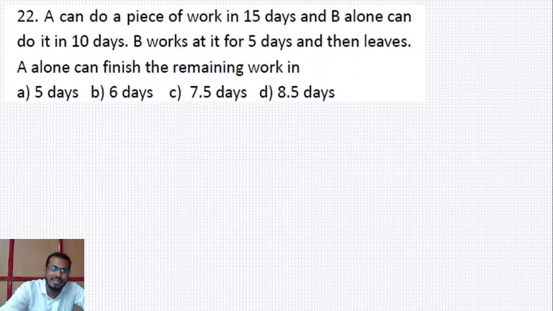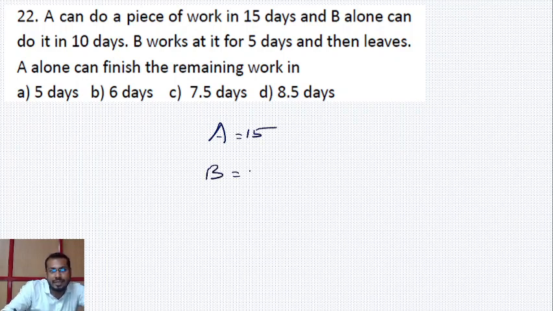And the last final question in time and work. A can do a piece of work in 15 days and B alone can complete it in 10 days. So some story was given here. Don't read that. First find out the one day work. This will help you to save your time. Don't read the question again and again, it will take more time. There is no use in reading the remaining question.